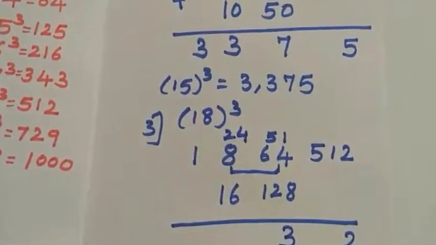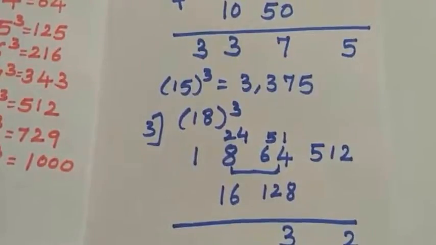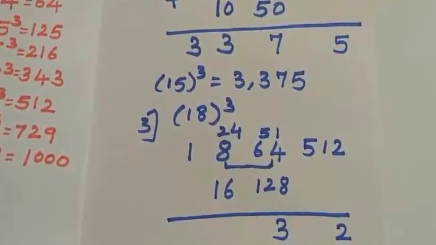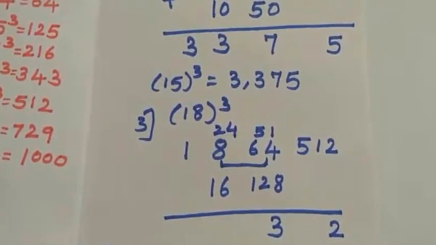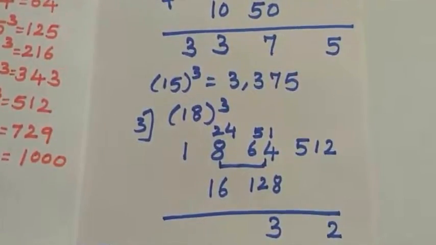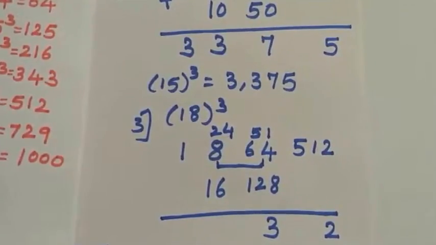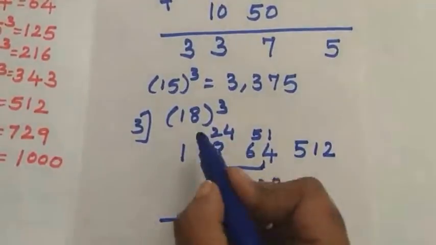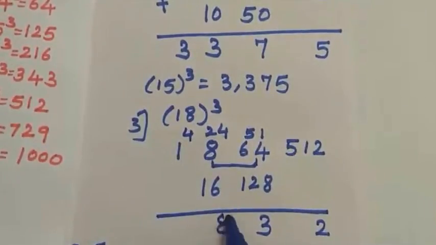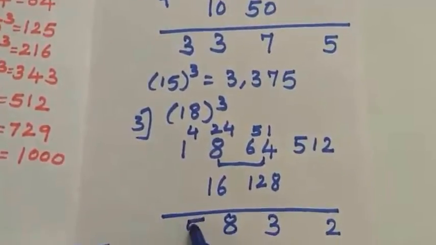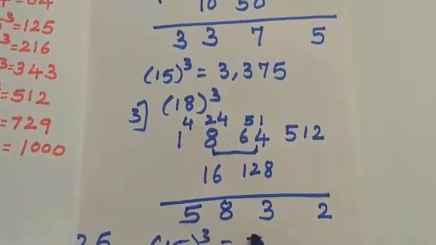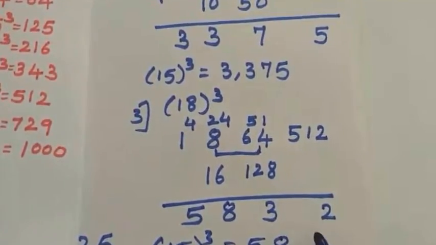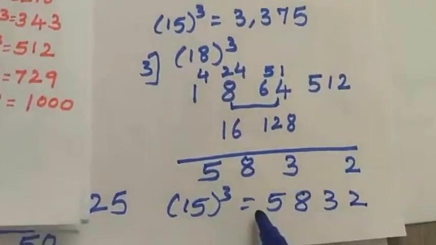Now next again 24 plus 16 plus 8. So the value will be added. 24 plus 16 plus 8 will be 48. So I'm going to write 4 as carry forward. I'm going to write 8. Then 4 plus 1 is your 5. So here is your answer. 18 cube is equal to 5832.